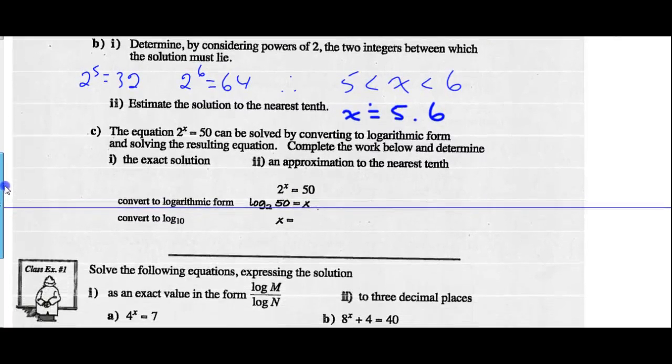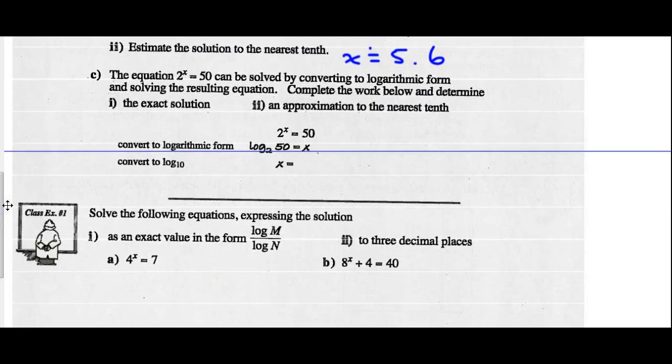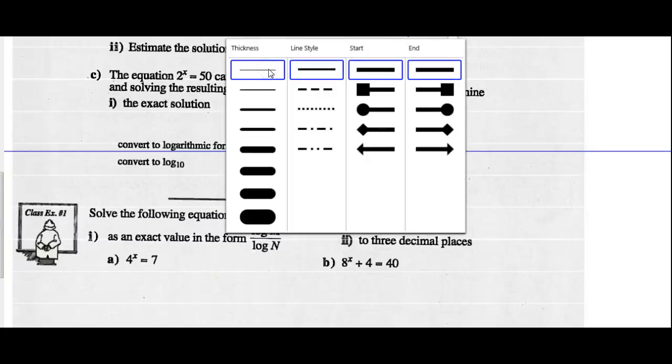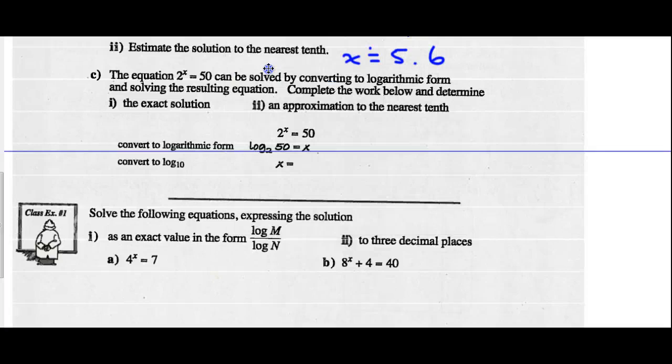Now it says the equation 2 to the x equals 50 can be solved by converting to logarithmic form and solving the resulting equation. Complete the work below and determine the exact solution and an approximation to the nearest tenth. All right, so let's do that real quick. So 2 to the x equals 50. Converting to logarithmic form, the log of 50 base 2 is equal to x. And using our change of base, log of 50 divided by the common log of 2 will equal x. So you go to your calculators, figure that out. So part 1, that's an exact solution. Part 2, use your calculators. Go common log 50 divided by common log 2, and we get to the nearest tenth about 5.6. Very nice.